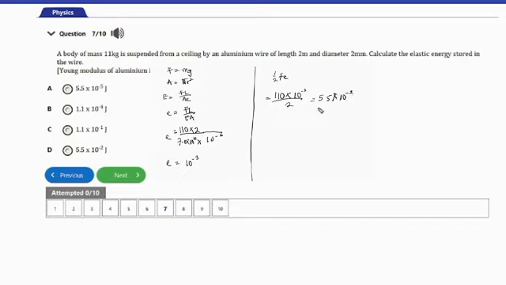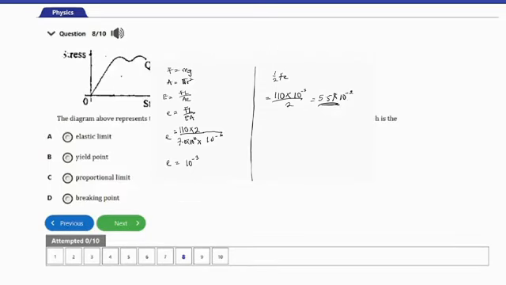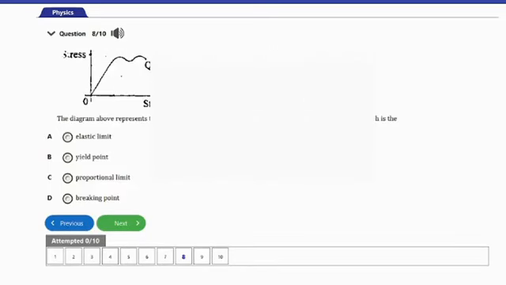So let's go ahead and consider the next question, guys. So we have a diagram here in this next question, question number 8. It says, the diagram above represents the graph of stress against strain for an elastic wire. The point Q on the graph is the A, elastic limit, B, yield point, C, proportional limit, D, breaking point. So guys, the answer to this question is option D, that's the breaking point.